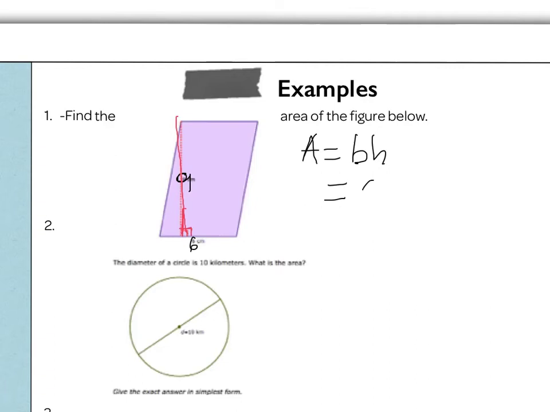Our base is 6. Very clearly, our base is here. And our altitude, which gives us our height, is 9. So that means this figure's area will be 54 units squared.